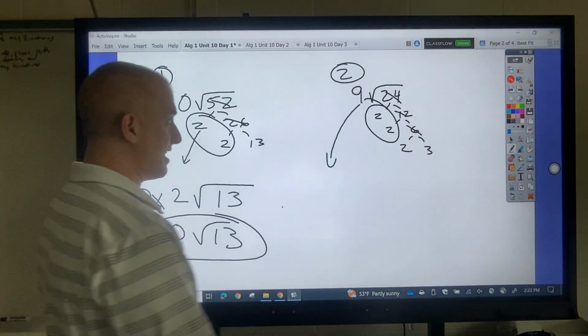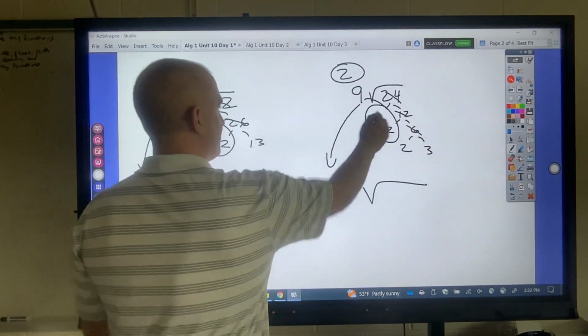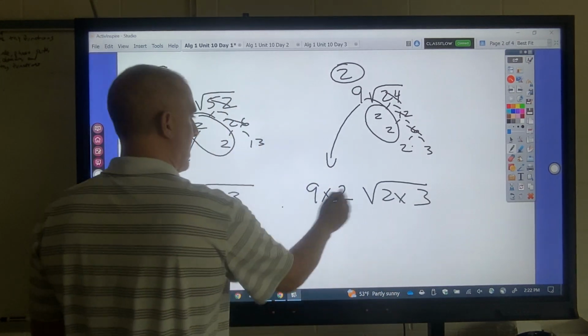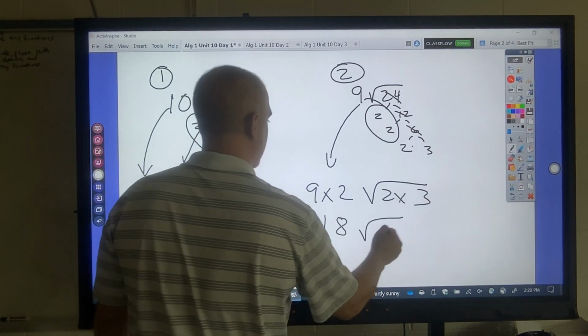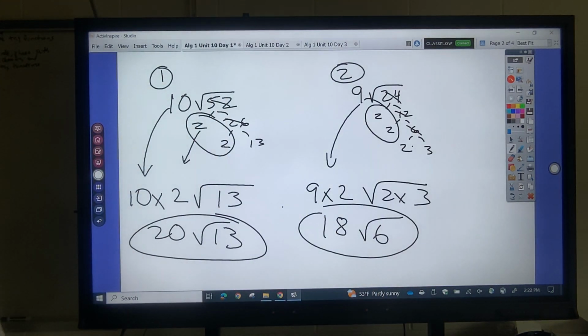Those are not alike. So on the outside, I've got the 9 from out front. I got the 2 from that group. That leftover is 2 and 3. 9 times 2 is 18. 2 times 3 is 6. Okay? You can pause your video. You can work on a few more.